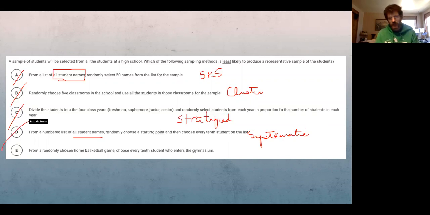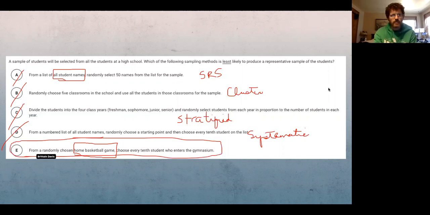So the last one, this better be the right answer. From a randomly chosen home basketball game, choose every 10th student who enters a gym. Well, the sampling frame that we're picking from here is not the same as the population. It's only those who went to a home basketball game. So that's the big problem here. So this is least likely to be representative. So there's your answer.